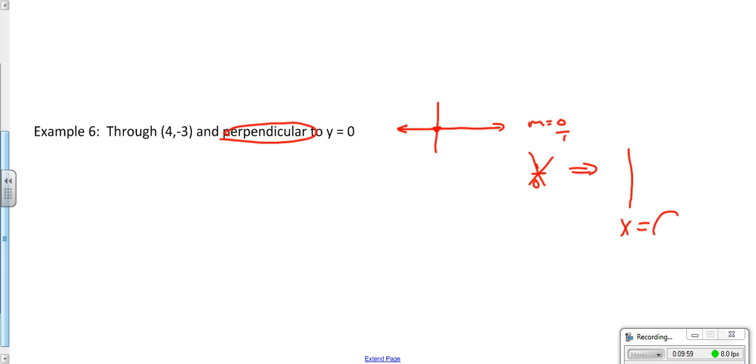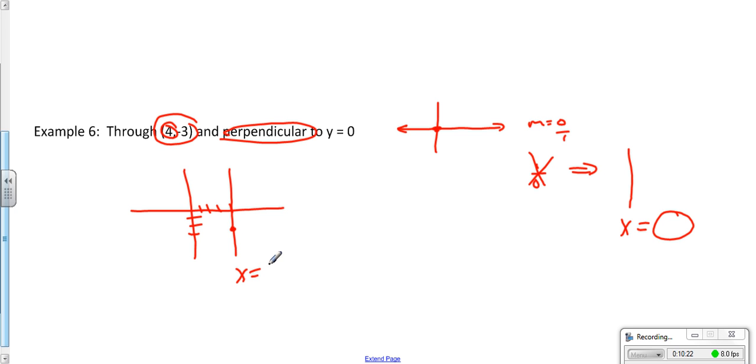Well, what do you think that is right here? Well, we need a coordinate to decide that. The coordinate is 4, -3. So 4, -3 is right here. It's a vertical line, so what is the equation of that line going to be? It's going to be the x value of the coordinate. And that line is perpendicular to that line, and it creates a right angle.